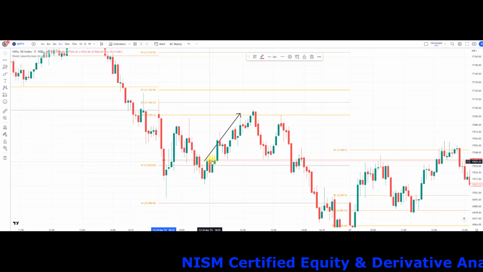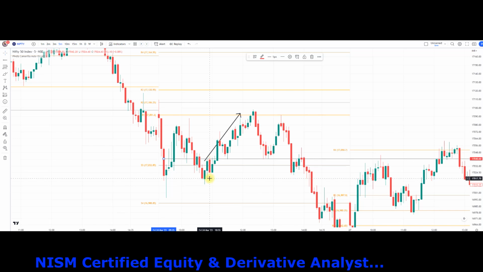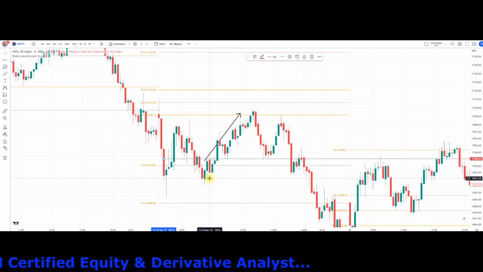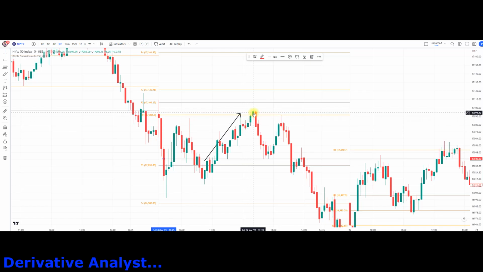I will put a horizontal ray above this and one can enter into the long trade above this green candle. Stop loss is the low of this green candle. So the first target we can keep as R1. Okay, so exactly once the price touches the R1, we can see there is a reversal from R1.